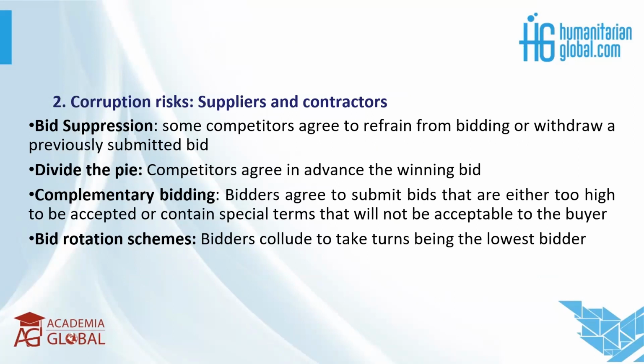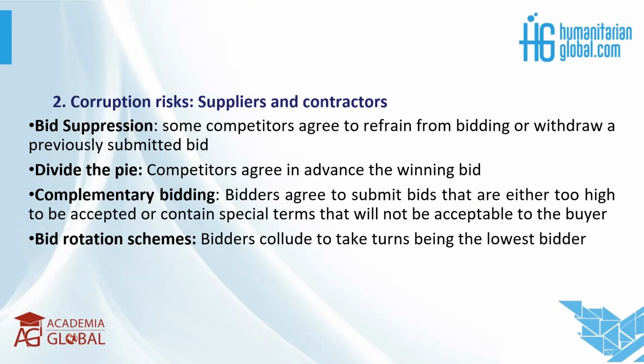The first one is bid suppression, and in bid suppression, this is where some competitors agree to refrain from bidding or withdraw a previously submitted bid. If you're in procurement and you have experienced this, I think it can be very detrimental, where you have organizations that have bid for a tender, but they meet again and decide we are going to refrain from bidding, and then you as the procurement person need to meet them and offer them higher value for participating in the tender.